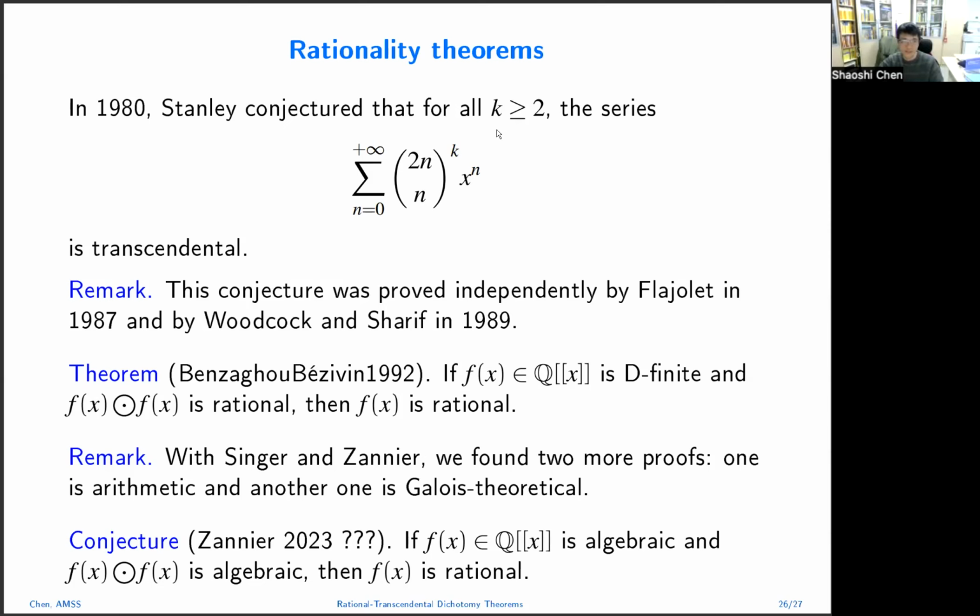This was originally a conjecture by Stanley, and it was proved by Flajolet in 1987 using an analytic method. Basically, the idea is to compute the asymptotics of the coefficients, and from that you can conclude transcendence. Another proof is by Woodcock and Sharif, who use p-adic analysis to prove this transcendence result.